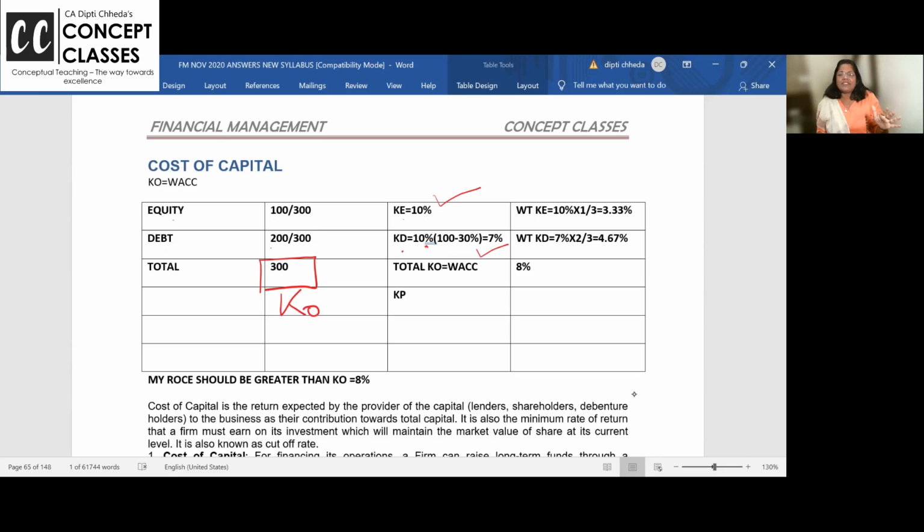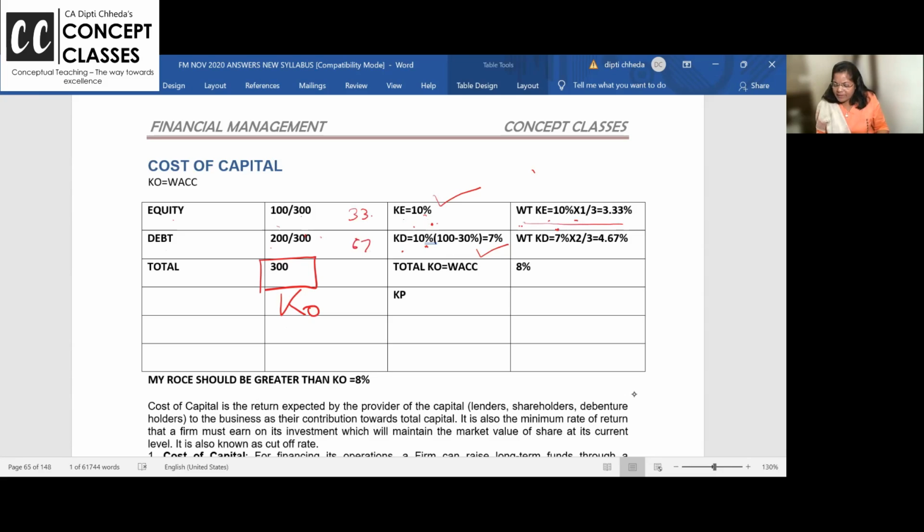You can't take average, 10 plus 7 and finish. I know that cost of equity is 10%, but I took only 100 rupees out of 300, only 1/3. So what is going to be my weighted KE? 10% into 1/3. Take a pause. Do it slowly. Why am I doing 10% into 1/3? Because I'm using only 1/3 part as equity. So equity's cost will affect only 1/3 proportion. I'm doing 1/3. You can do percentage also, 33%, 67% and so on.